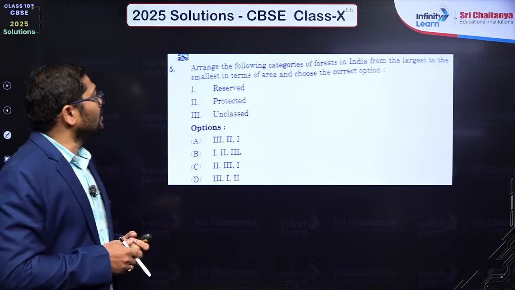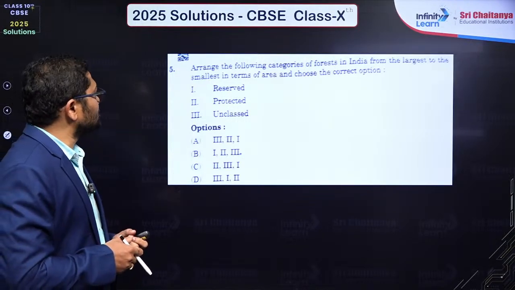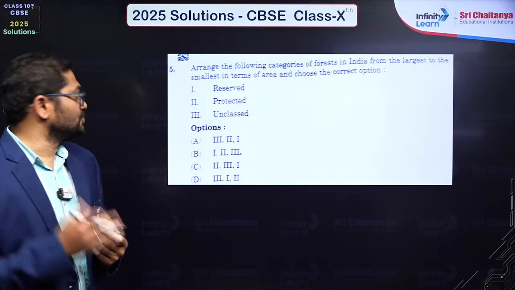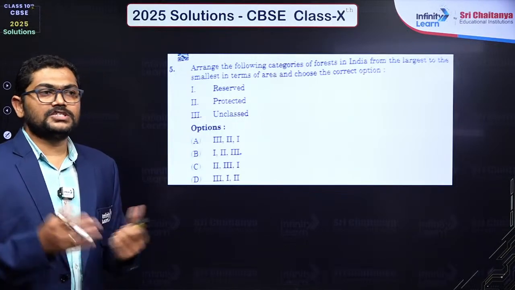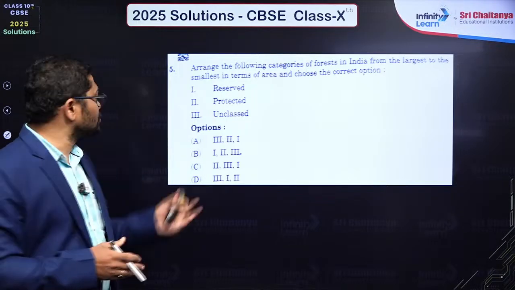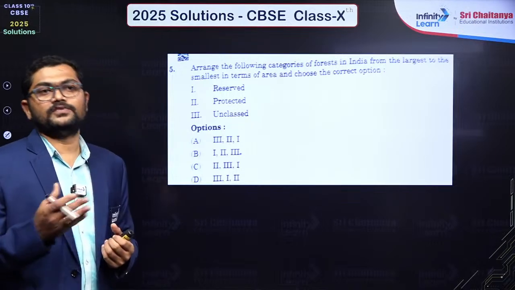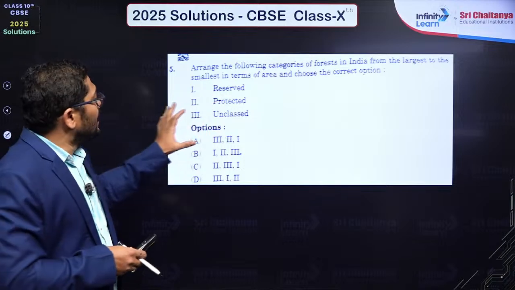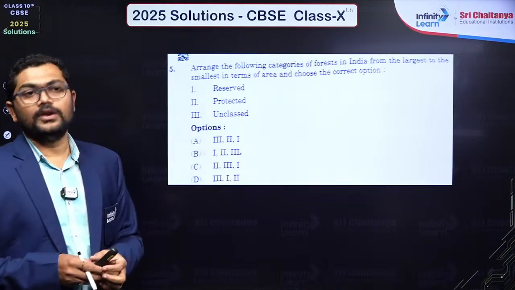Arrange the following categories of forests in India from the largest to the smallest in terms of area and choose the correct option. So this is the question from Geography chapter number 2, Forest and the Wildlife Resources. In that, all the 3 categories of the forests are given. The first one, reserved forest, then protected forest, then unclassed forests. So out of these 3, what the students have to do is that, based on the area for each and every category, they need to find out the correct order.